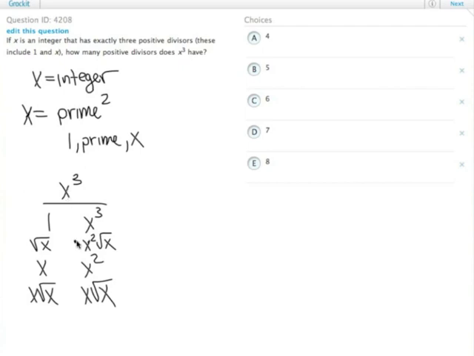And so the number of positive divisors it has: 1, 2, 3, 4, 5, 6. And this one, we only count it once because it's squared. So that's 7 positive divisors of x cubed.